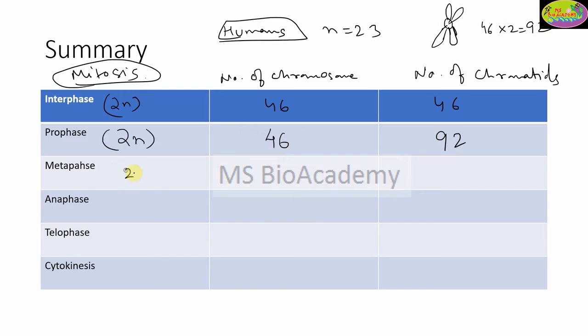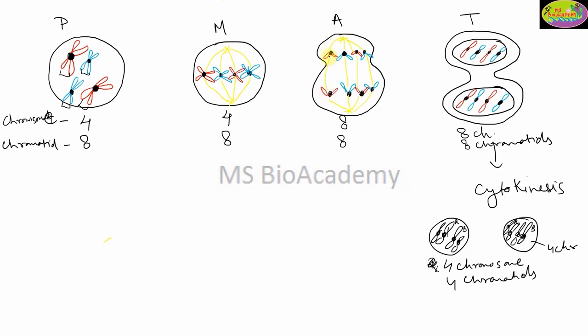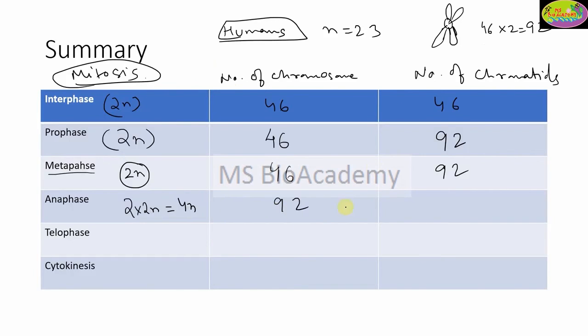Then in metaphase there will be the diploid set only. Here also the chromosomes will be 46 only, because they are just arranged at the metaphase plate; nothing will change. So 92 chromatids only. In the anaphase stage, the chromosome number gets doubled, so 2 multiplied by 2n means it becomes 4n. That means 92 chromosomes will be present. Remember, in anaphase the sister chromatids separate, so it becomes 92.